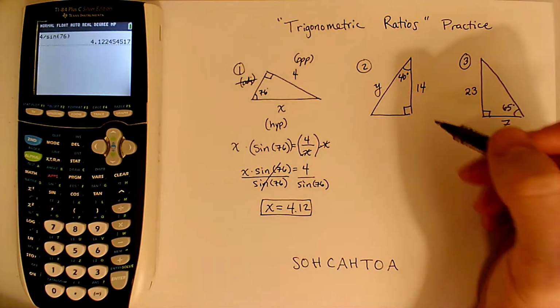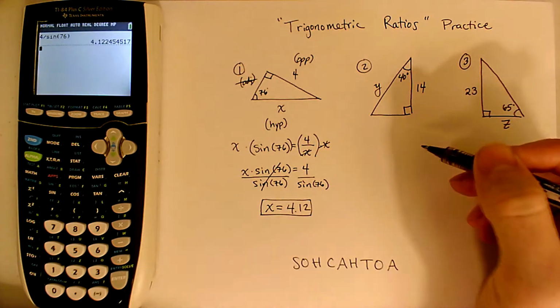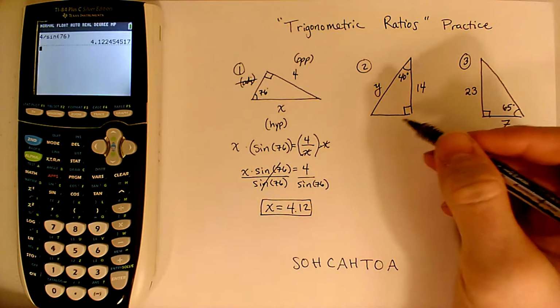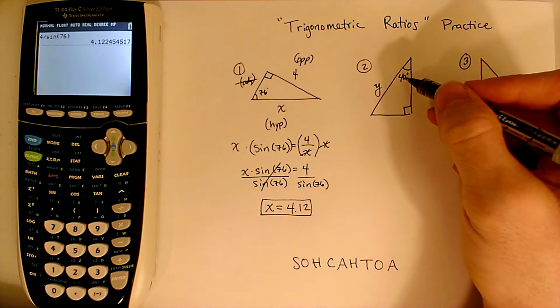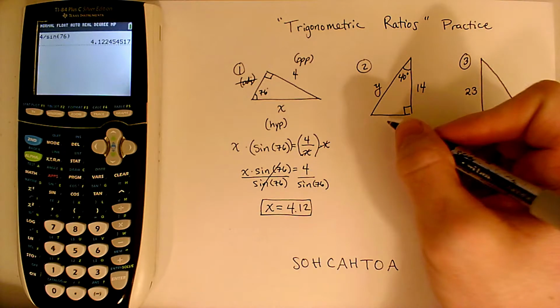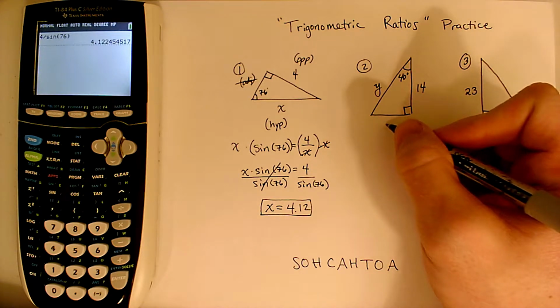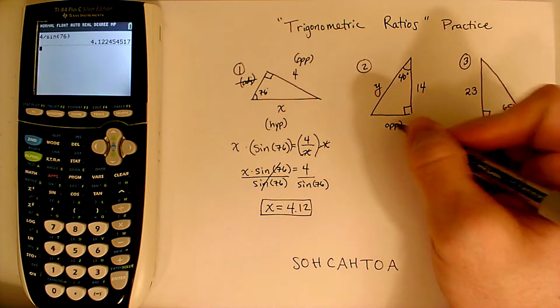which makes sense because the hypotenuse should be longer than this other side. Alright, let's look at number 2. Number 2 is another example where I've got to use a trig function to solve, but this time I've got a 40. I don't have the side that's opposite. See how it's not labeled with anything, so the opposite side is not given to us.